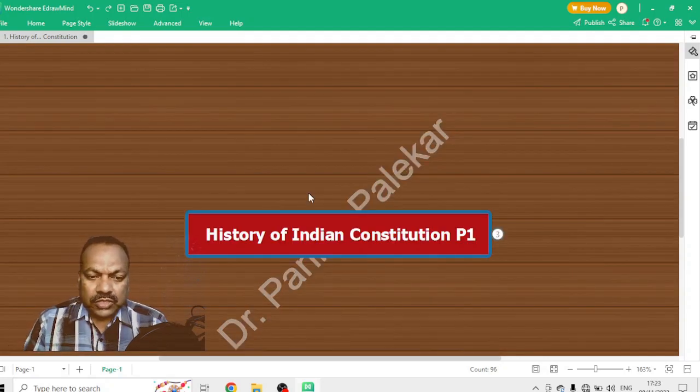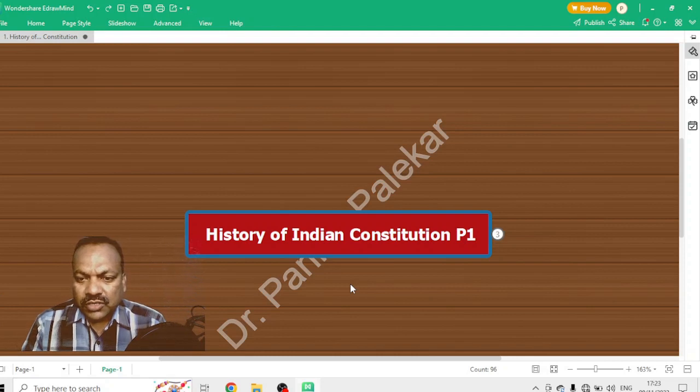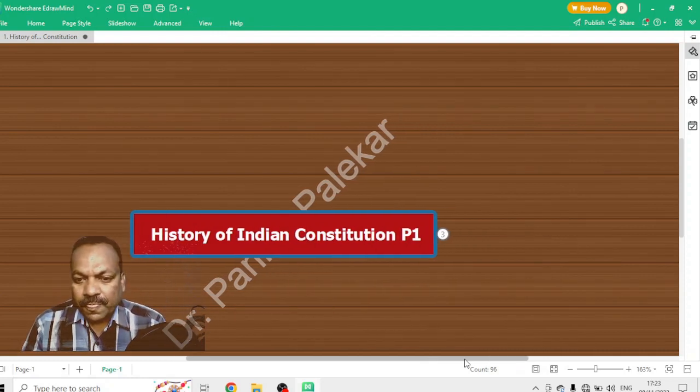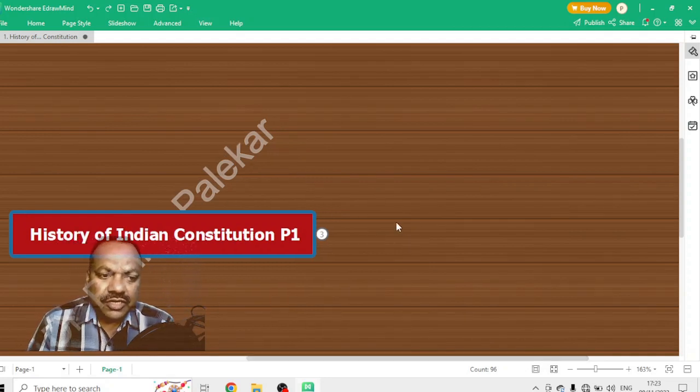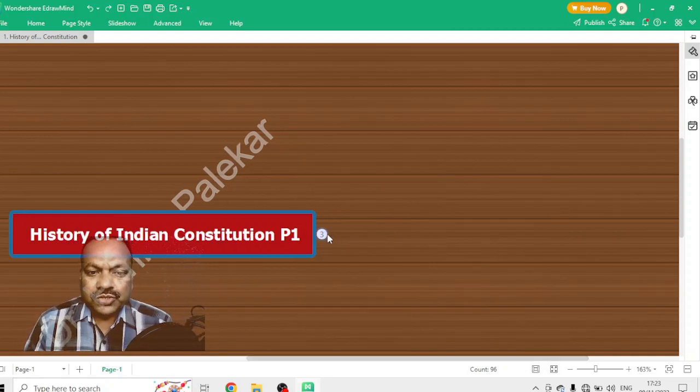I'm Dr. Pankaj Palekar. I have made this topic of history of Indian Constitution in a brief manner for the students who are studying Indian Constitution or history of Indian Constitution. Now we'll see one by one the things which are present in history of Indian Constitution.